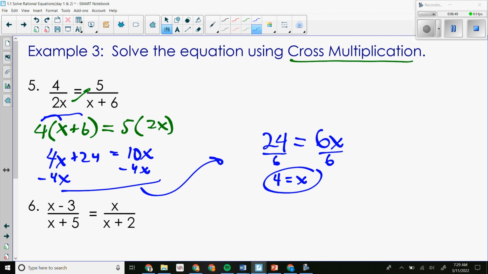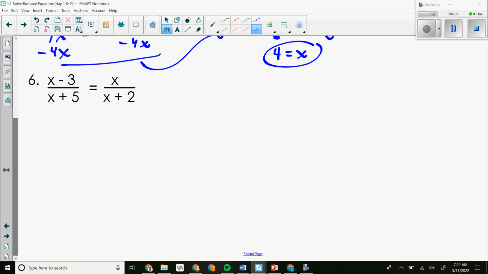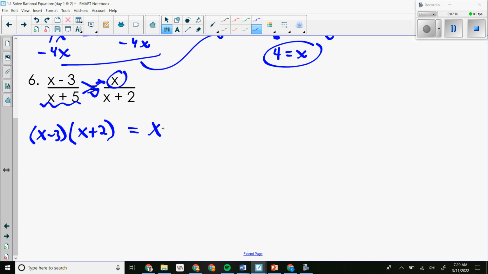All right, moving right along, we have number 6 down here. x minus 3 over x plus 5 equals x over x plus 2. Again, cross multiply. I'm going to write these out just side by side to start with, for the top left times the bottom right. So just x minus 3 times the quantity x plus 2. We'll FOIL that here in a second. And then for the other one, whenever you have a monomial, 1 term, times a binomial, 2 terms, put the monomial out front and your binomial in parentheses.